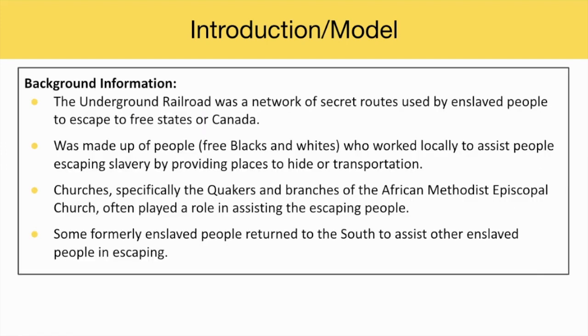Next, we'll provide some background information for our students. We'll let them know that the Underground Railroad was not an actual railroad, but a network of secret routes used by enslaved people to escape to free states or Canada. It was made up of people, free Blacks and whites, who worked locally to assist people escaping slavery by providing places to hide or transportation. Churches, specifically the Quakers and branches of the African Methodist Episcopal Church, often played a role in assisting the escaping people. And some formerly enslaved people returned to the South to assist other enslaved people in escaping.